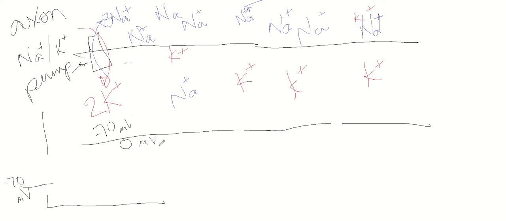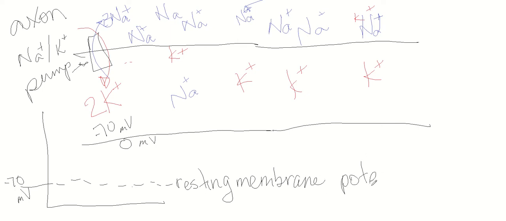The outside of the cell is about 0 millivolts. So we call this level right here the resting membrane potential. And that just means that because of the action of the sodium-potassium pump, the inside of the cell always has a more negative charge than the outside of the cell.